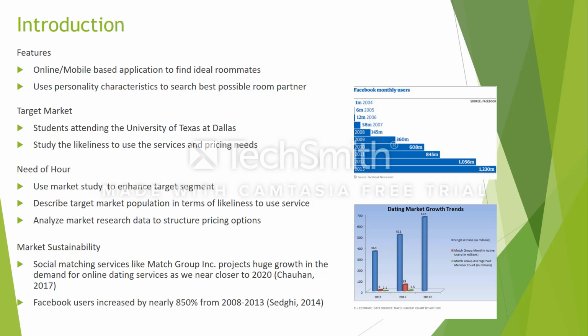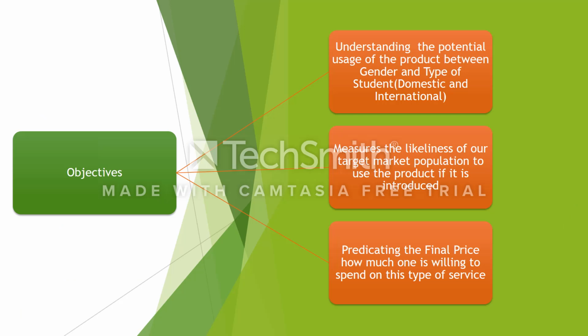Now, in order to address these points, the aim of this market study is to gather information that will allow us to further segment and describe our target market population in terms of likeliness to use the service and structure pricing options. We aim to address our hypothesis by asking questions that, number one, describe our target market population in terms of demographic data such as gender, age, current roommate status, and whether or not they are an international or domestic student. Number two, measure the likeliness of our target market population to use the product if it is introduced. Number three, find out how much money our target population currently spends on social media services and would be willing to spend on this type of service.